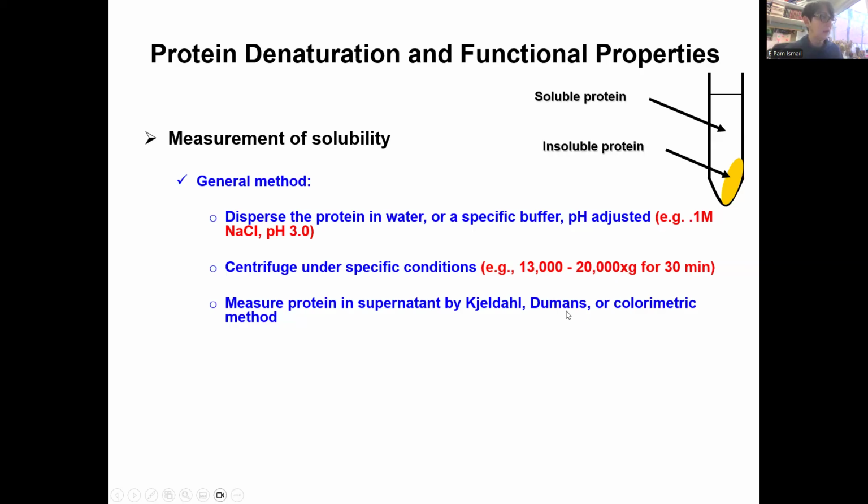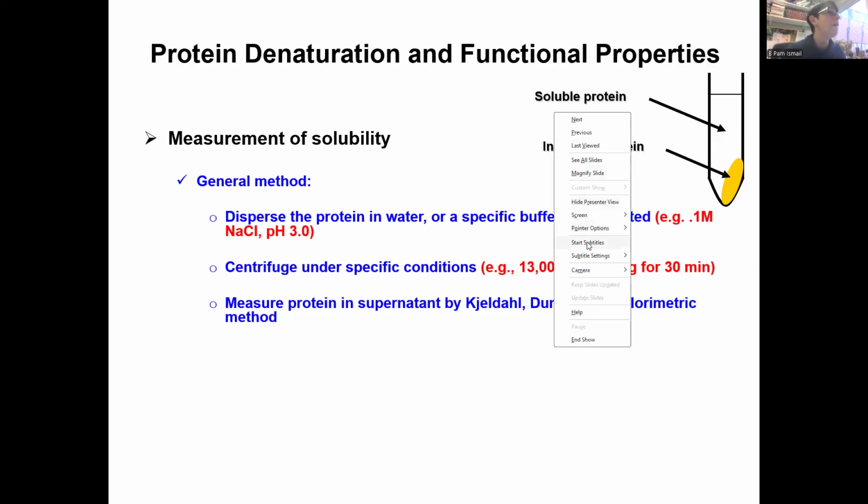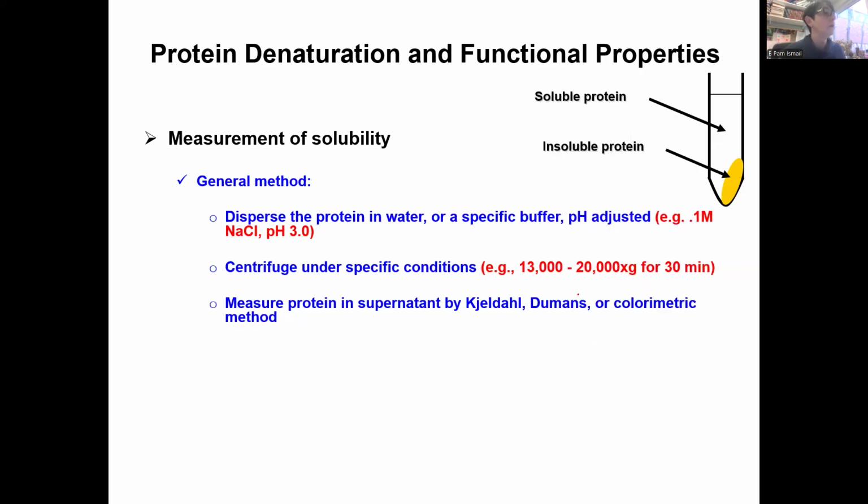I just realized that this is spelled wrong. There is no N here. Let me make sure I have a pointer. Pen here is what I want. So we don't have N.